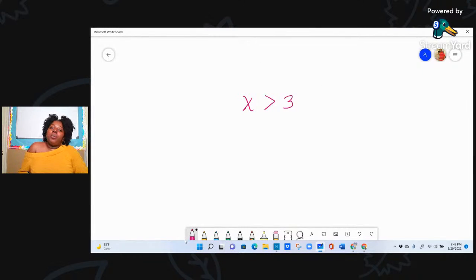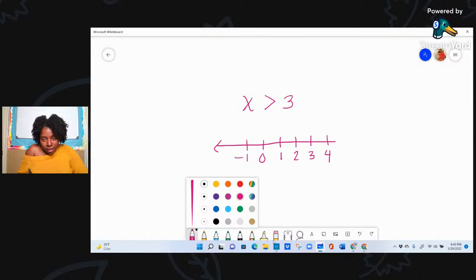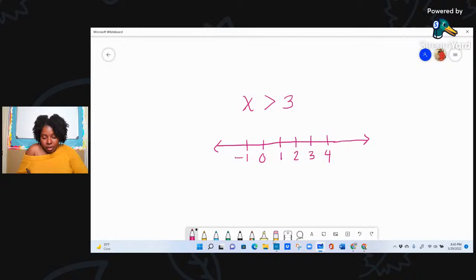Okay, so x has to be a number that's greater than 3. Can x be 1? In the chat, tell me yes or no. If x is a number that's greater than 3, can x be 1? Yes or no? So if x is a number that is greater than 3, can x equal 1? Okay, good. X cannot equal 1.